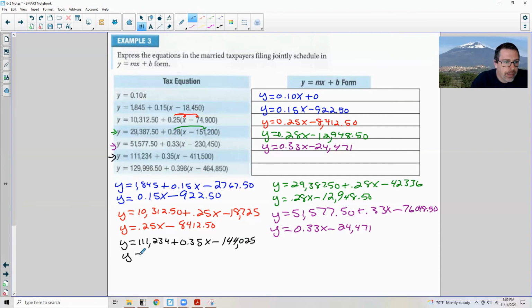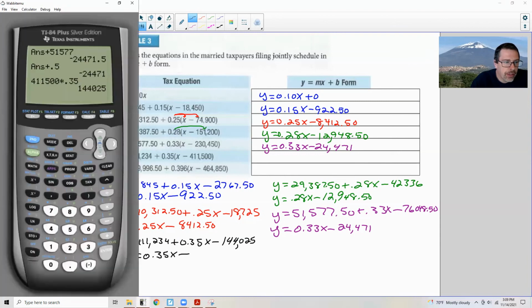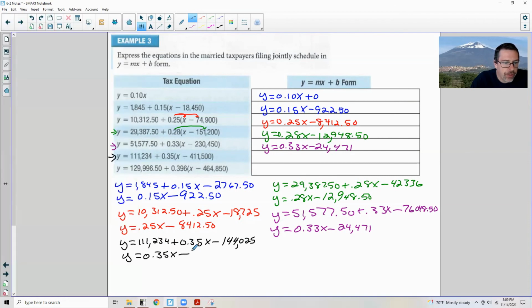Okay, so we're going to get y equals 0.35x minus, take that 144,025, make it negative, and add 111,234. And that will give me 32,971. So my y equals 0.35x minus 32,971. Okay, and finally the last one I'll do in red.